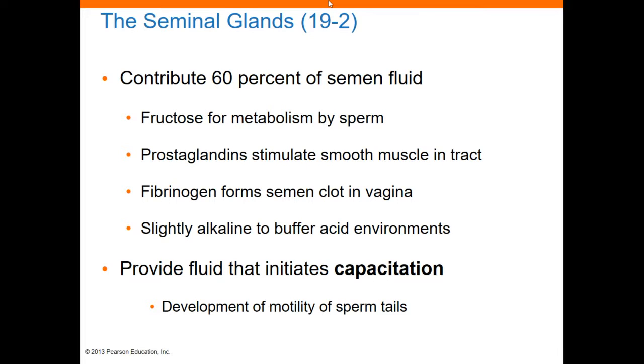The seminal vesicles also produce prostaglandins. Prostaglandins are kind of similar to hormones. Sometimes they're referred to as tissue hormones. But these particular prostaglandins stimulate smooth muscle contractions along both the male and female reproductive tracts. So for the male, these prostaglandins assist in projecting the sperm through the urethra and out of the male penis. And then for females, they stimulate the smooth muscle in the vagina and the uterus to have contractions to help propel the sperm up toward the fallopian tubes to meet the oocyte.